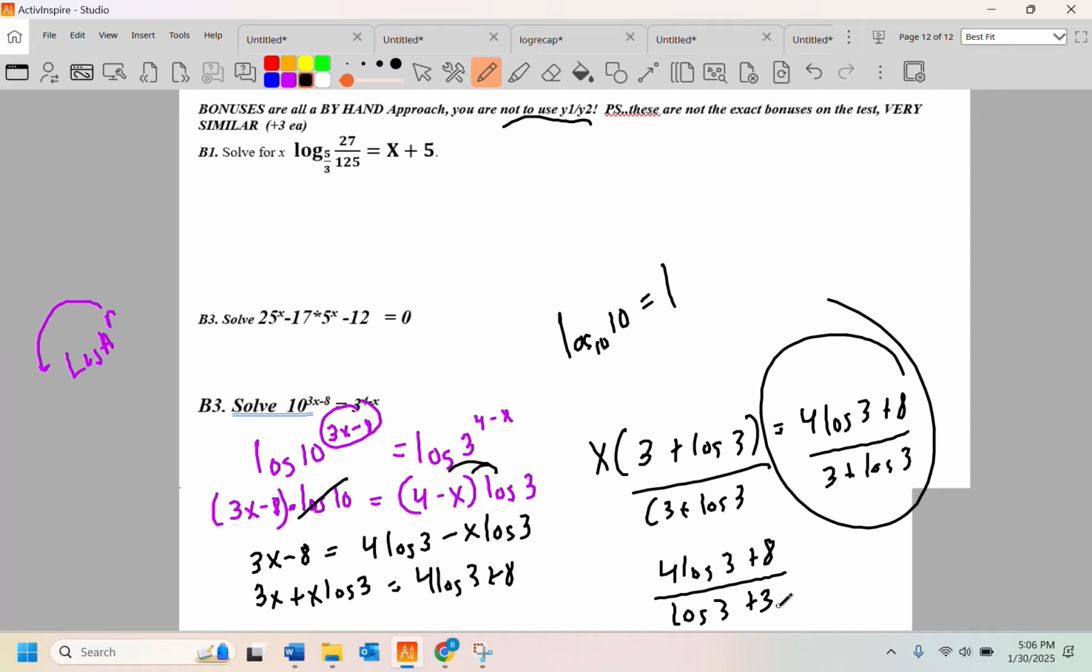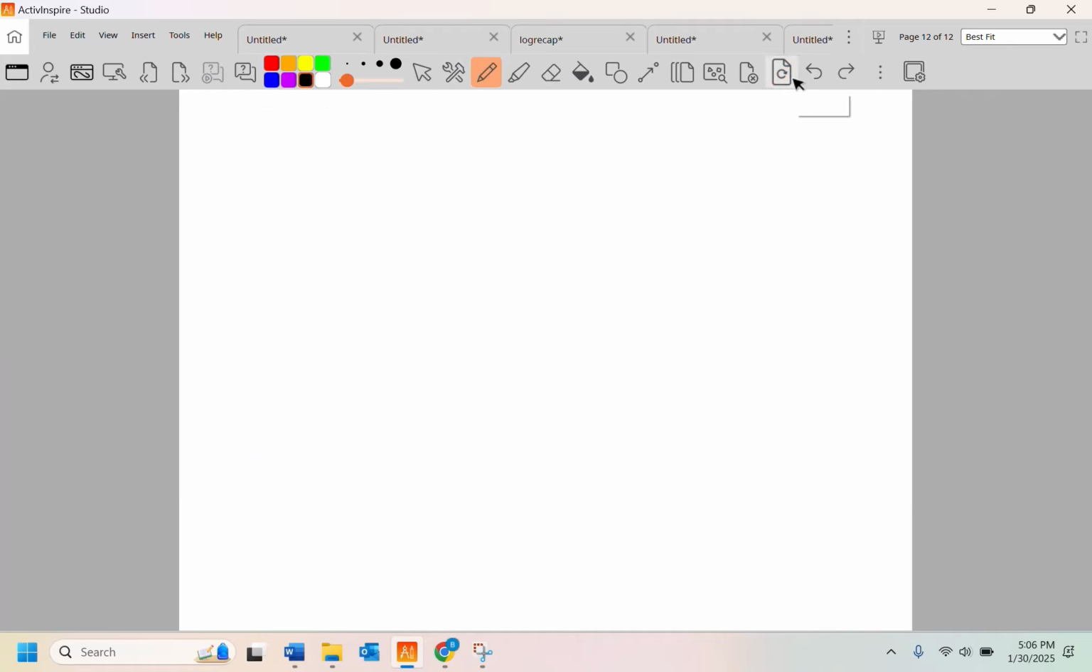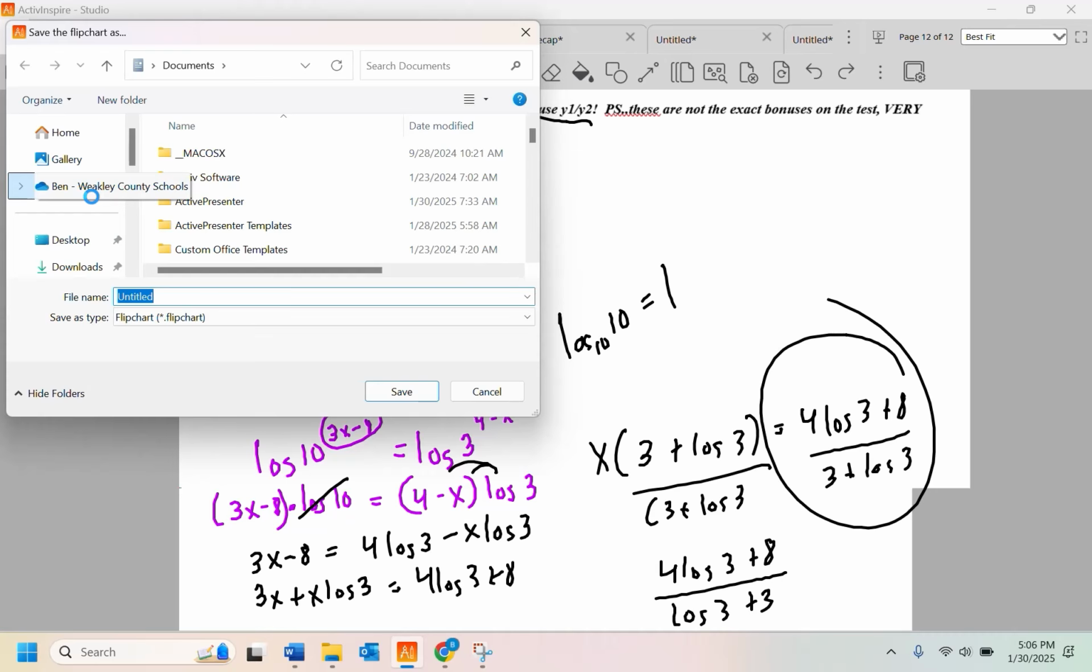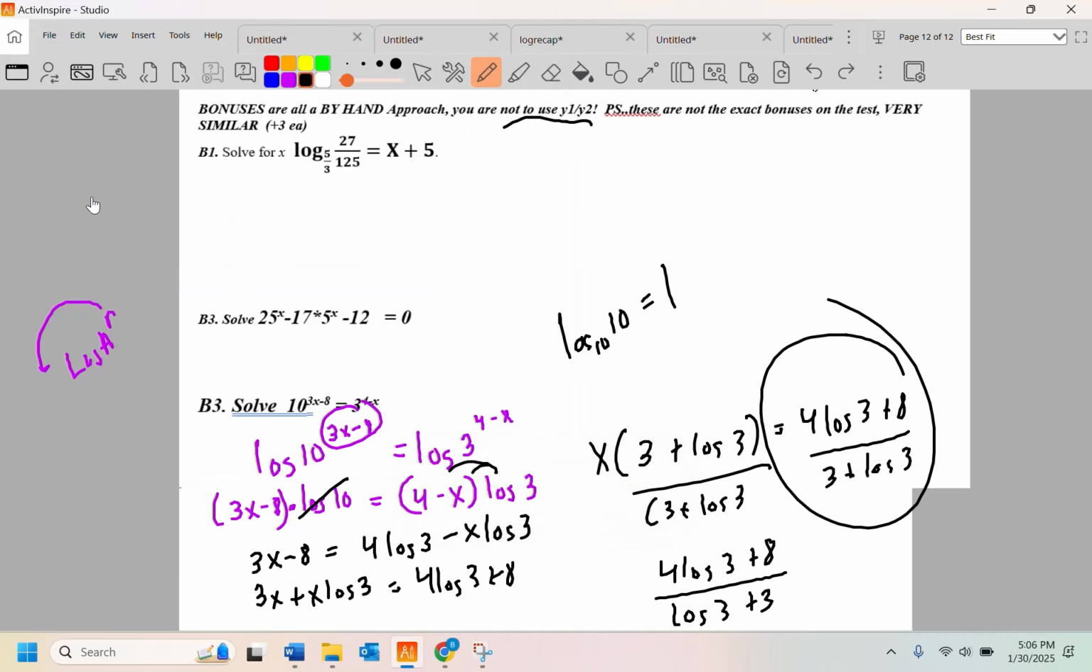All right. This is supposed to be bonus 2. Bonus 2 is a factoring bonus. Not what I want to do. I need to save this, don't I? Just in case something happens, this is the Chapter 6 test twin. All right.